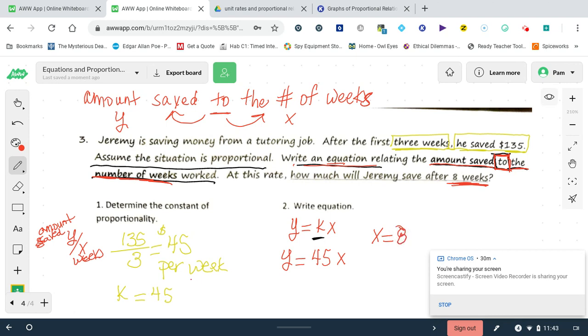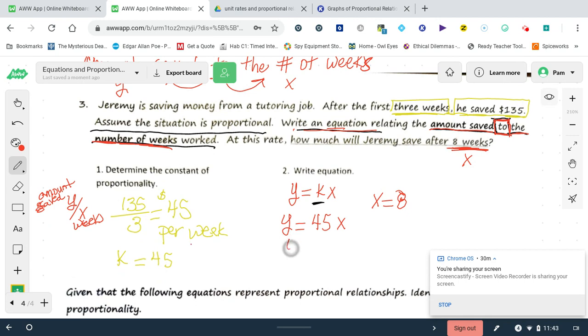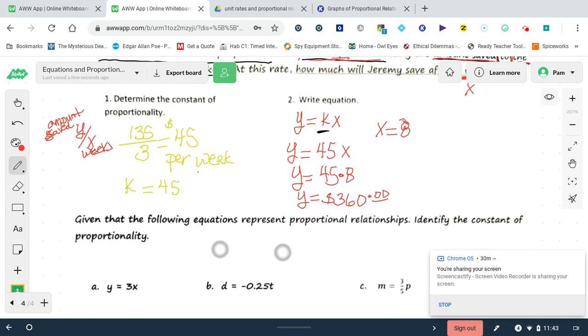So you don't have to have a table to do this. You can just reason this out. x is weeks, amount saved is y. So if they gave you 8 weeks, then that's your x. So I'm just going to change my x to 8. So I have y equals 45 times 8. So we'll see how much he saved. Just multiply 45 times 8, and we get $360. You don't have to put the dot 00. You could have just gone with $360, but put your dollar symbol on it.